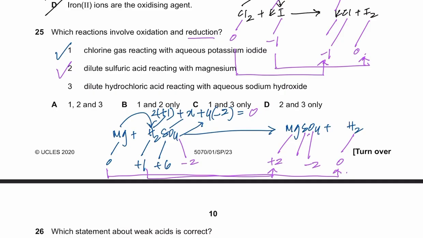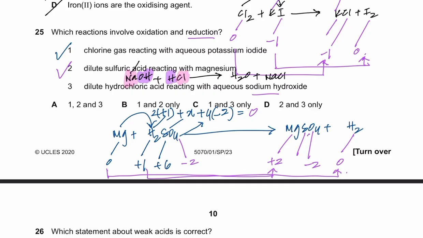Dilute hydrochloric acid reacting with sodium hydroxide. Obviously acid-base reactions are not redox, and you could check this out. NaOH plus HCl gives you sodium chloride and water, right? So water plus NaCl. How do I know that? I know that because the OH and the H would give you water and the Na and the Cl would form the salt, which is NaCl.